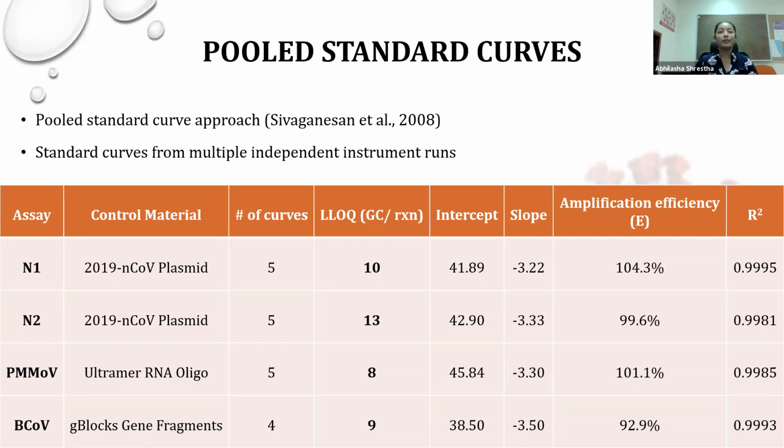The parameters for the composite standard curves are summarized in this table right here. As we can see, the linearity of the standard curves for all 4 assays was very high, with R squares greater than 0.99 for all 4 assays. Also, amplification efficiencies for the assays range from around 93% to 104%, and these were based on repeated measures for the different instrument runs of standard curves for all 4 different assays.